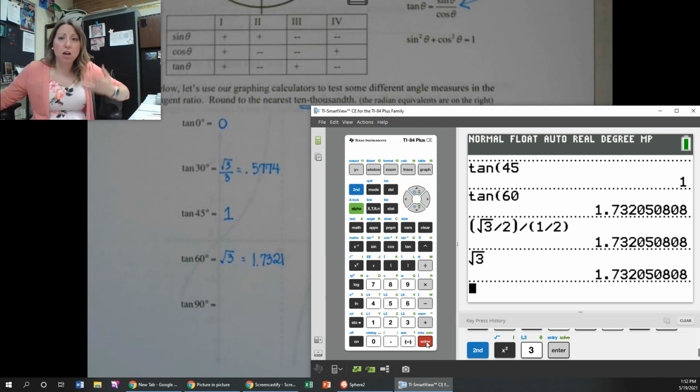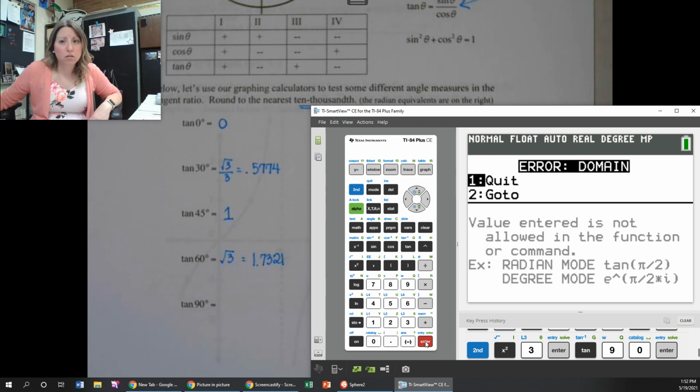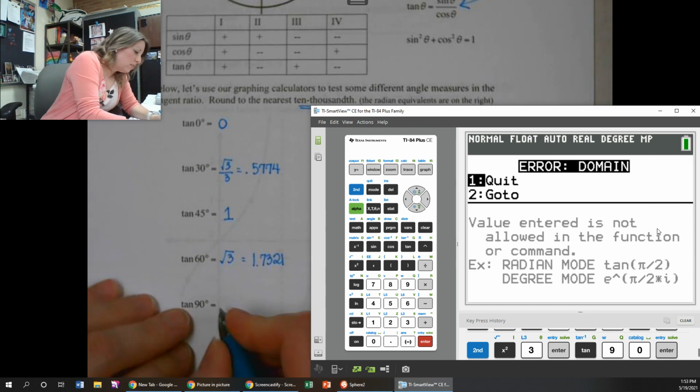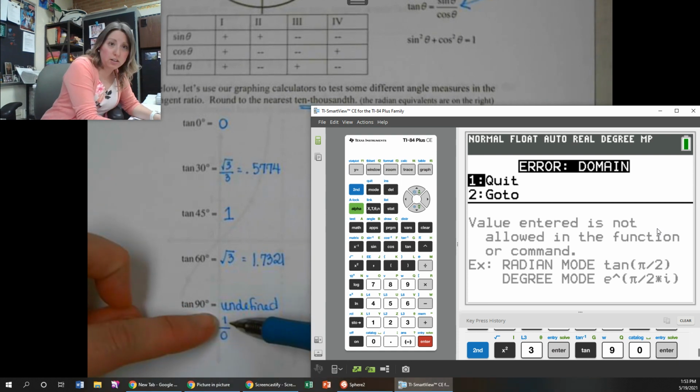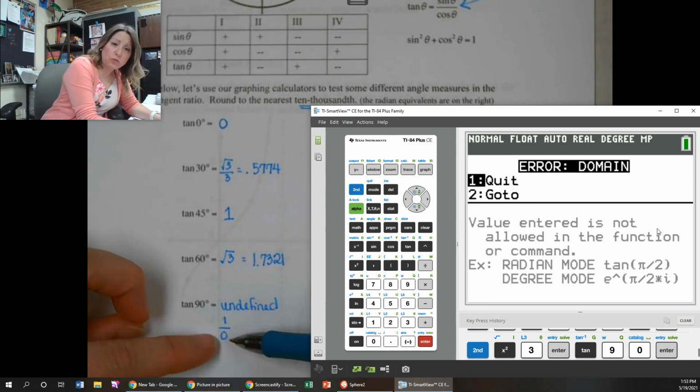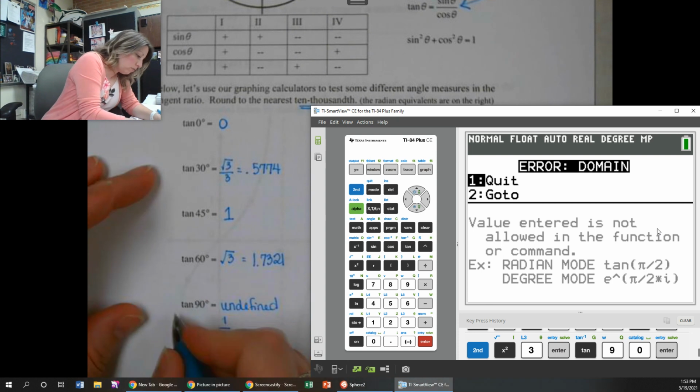And where that ends me up is tangent of 90, so the top of my unit circle, is a domain error. Do you know why? It's undefined. It would be 1 over 0. Your y value at 90 degrees is 1. Your x value at 90 degrees is 0, right?